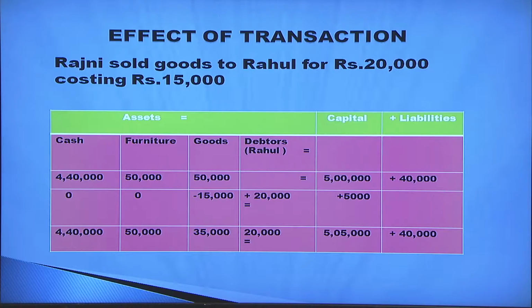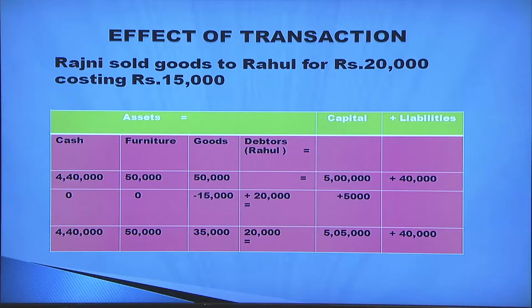Next is Rajni sold goods to Rahul for rupees 20,000, costing rupees 15,000. Here, cost price of the goods should be deducted in the goods column. For how much amount goods are sold? Goods are sold for rupees 20,000. So, from Rahul, debtor 20,000 is coming inside the business.